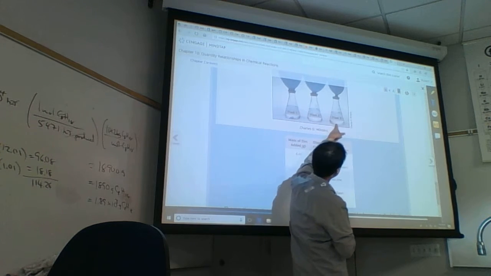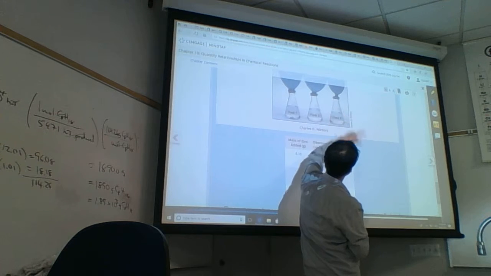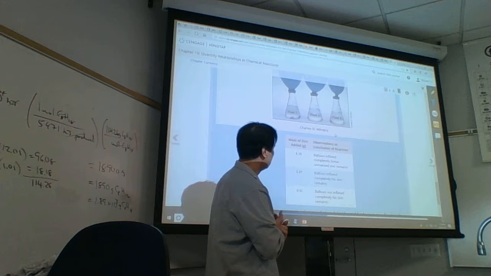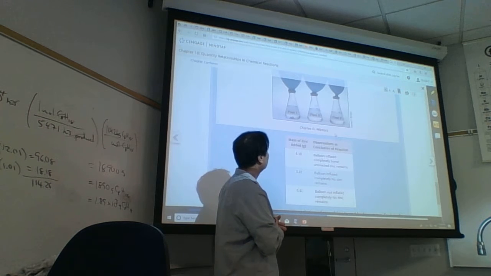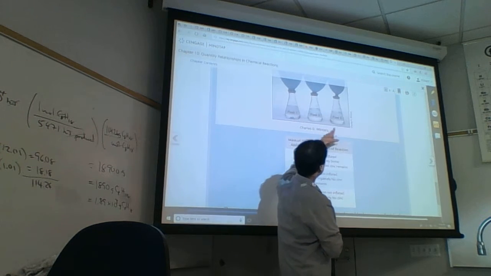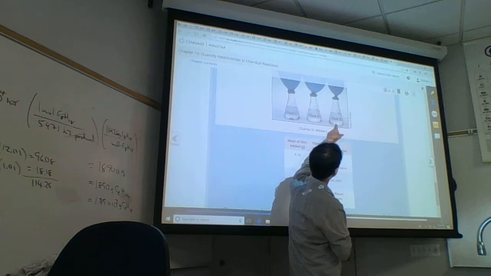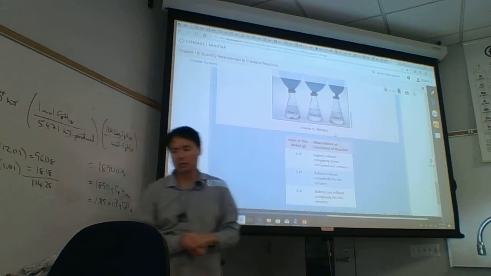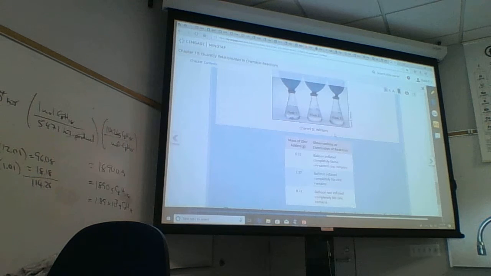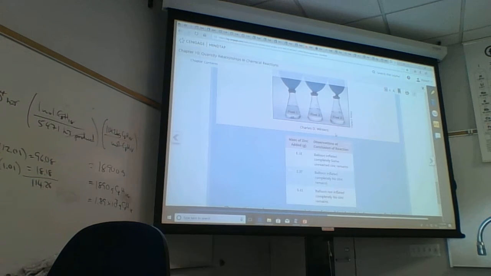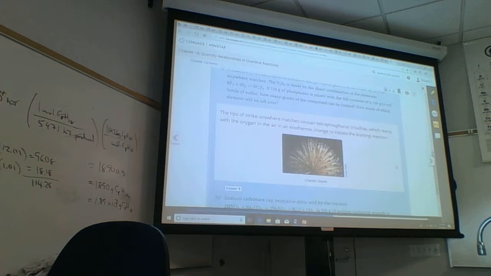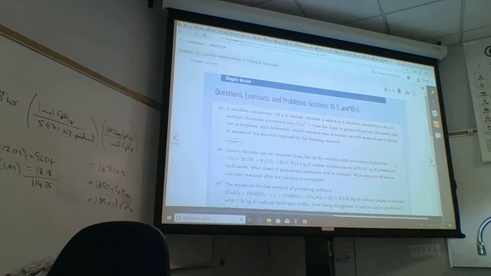In flask 3, all the zinc is reacted, but the balloon isn't as big. That means there must be some hydrochloric acid left over. So this is excess zinc. This is excess hydrochloric acid, and this is stoichiometric here. So those are just conceptualizing problems with limiting reagent, excess reagent.